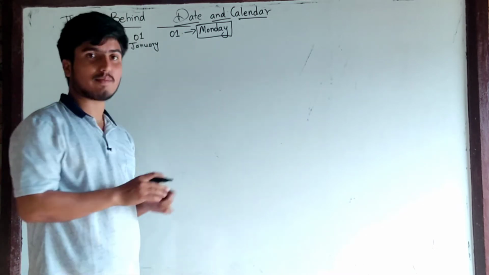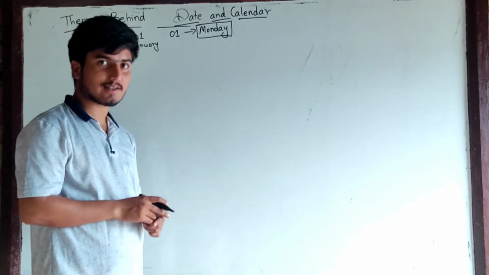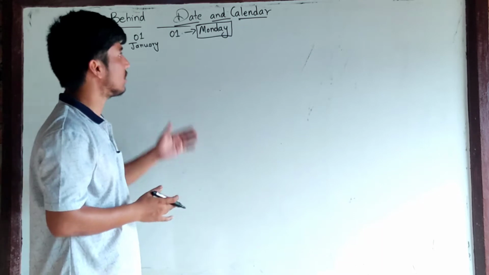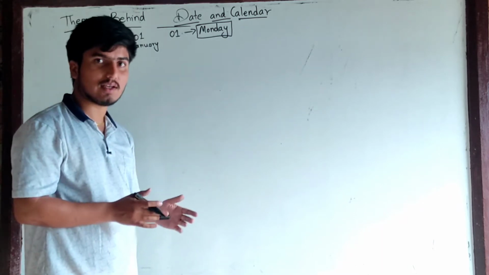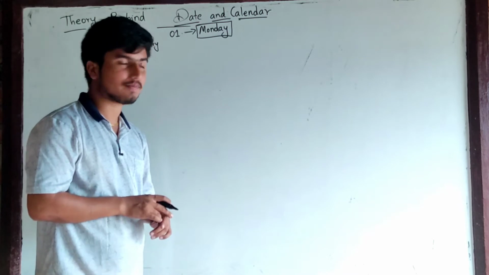Now this trick is very much based upon finding the odd number of days in a month, in a year, in a leap year, in a century leap year, in a century, right? So first of all, let me describe what the odd number is.